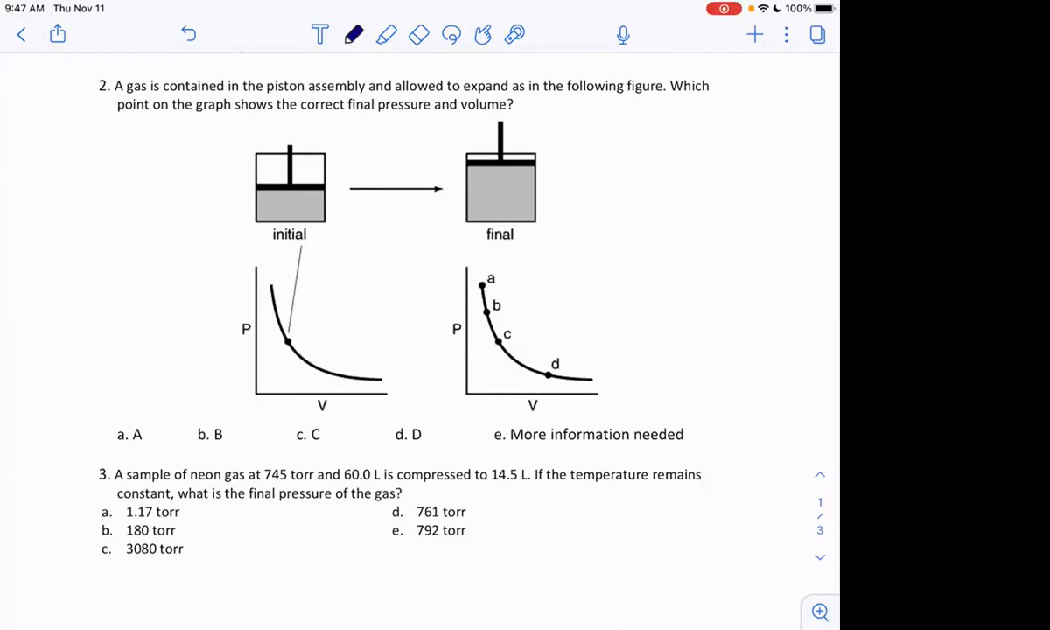All right. A gas is contained in the piston assembly. That's not the greatest wording. Anyway, a gas is contained in the piston assembly and allowed to expand as in the following figure. Which point on the graph shows the correct final pressure and volume?